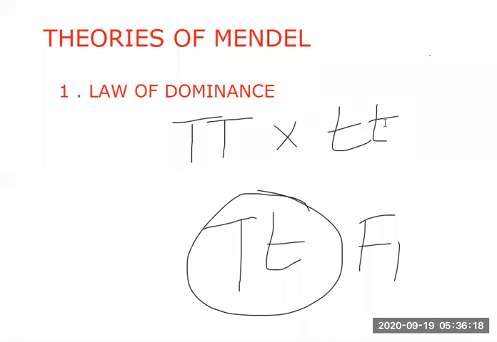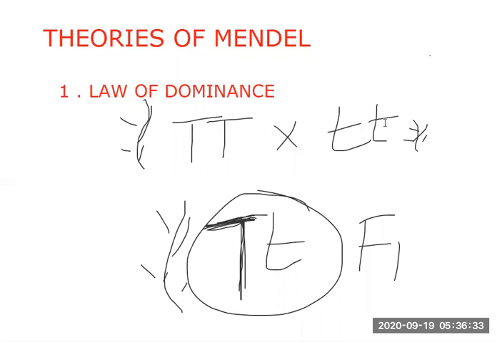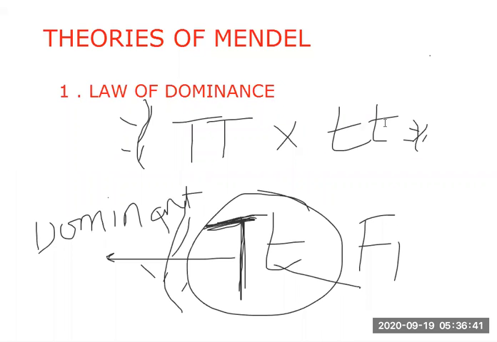In the phenotypical expression, a pure tall plant crossed with a pure dwarf plant gave only tall plants. So we can understand that the tall allele, capital T, is the dominant one, and the dwarf allele is going to be recessive. The theory is called the law of dominance, and we can say it like this.